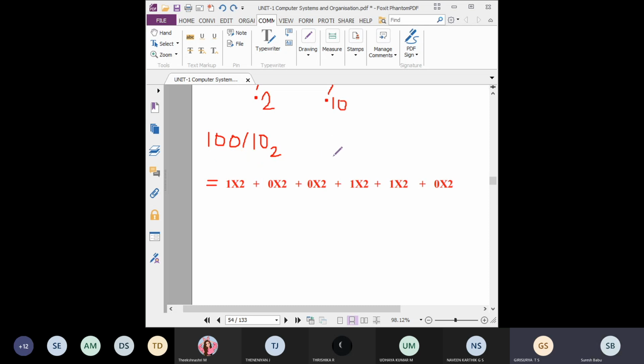Now from the right side, we need to increase the power value. From the right side means, you see this question, this is the right side. From this side, in the answer solution, you see the first step: I give the power value starting from 0. 2 power 0, 2 power 1, 2 power 2, 2 power 3, 2 power 4, 2 power 5. Until the last number, you have to increase the power value: 0, 1, 2, 3, 4, 5. Understood everyone up to this? Yes, sir.